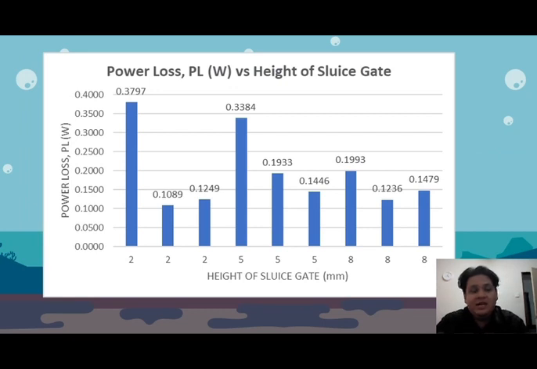This is the last part of the analysis, which indicates the bar chart of power loss PL in unit watt versus the 3 different heights of sluice gate.